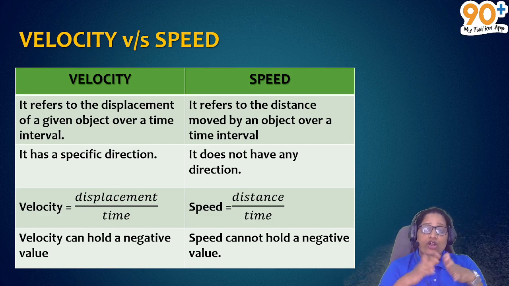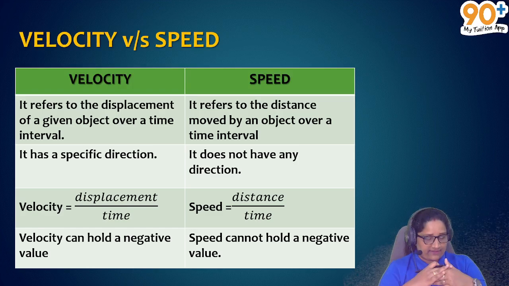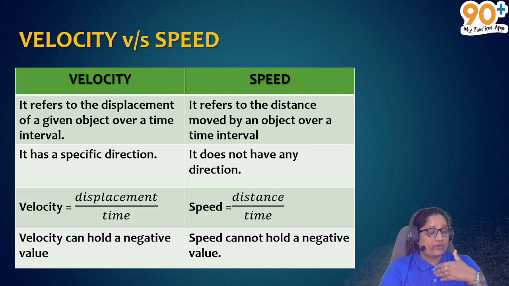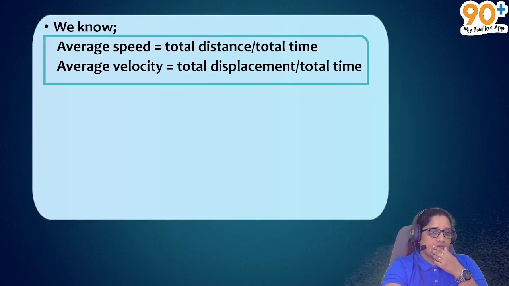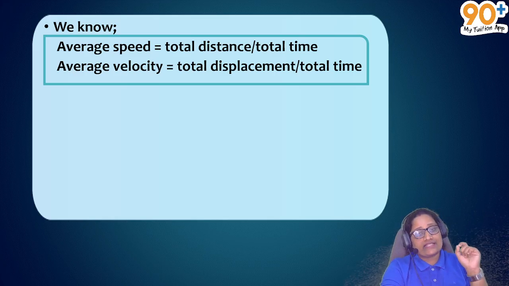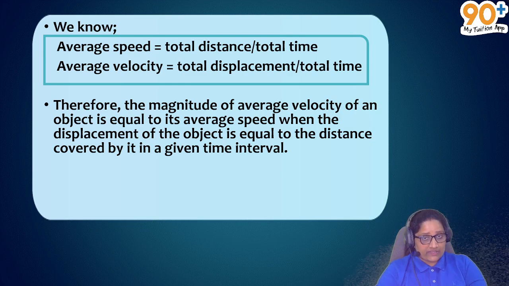Because displacement can be 0, positive or negative. That's why if the displacement is a negative value, we will have the velocity also what? Negative. Okay. So average speed is equal to total distance divided by total time. Average velocity is what? Total displacement divided by total time. Therefore, the magnitude of average velocity of an object is equal to its average speed when the displacement of the object is equal to the distance covered by it in a given time interval.